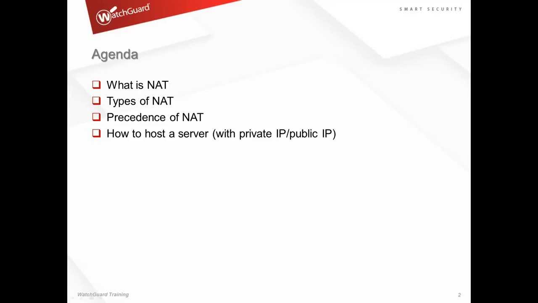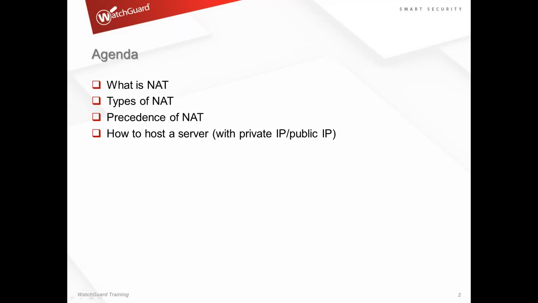As we go over the session today, we're going to keep it short and sweet. Your time's valuable. We like to have everything within around 30 minutes for you. We'll record this and post it to our YouTube channel so that you have access to it. Today we're going to cover what is a NAT, network address translation, different types of NAT as they apply to WatchGuard, the precedence of those NAT rules, and then how to host a server.